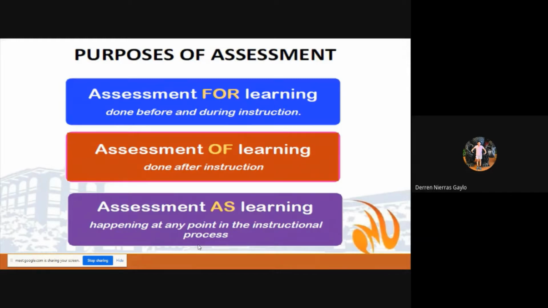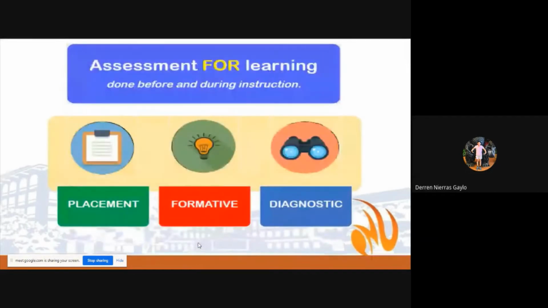So let's try to talk about the details on the three purposes of assessment. We have assessment for learning, assessment of learning, and assessment as learning. For assessment for learning, we have three forms. One is placement assessment. Second is formative assessment, and the third is diagnostic assessment. Let's talk about the three in detail.